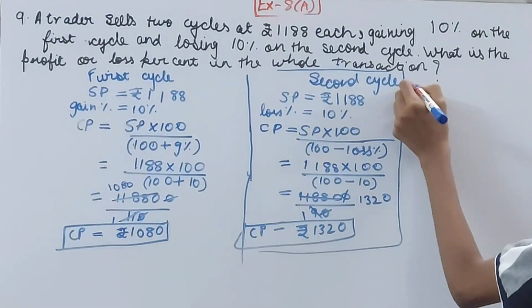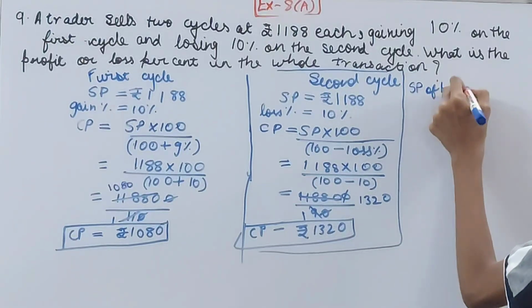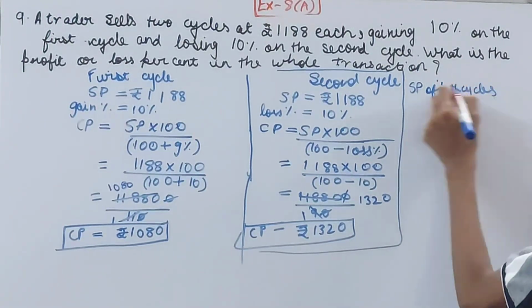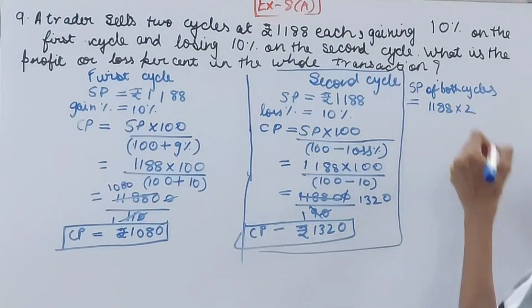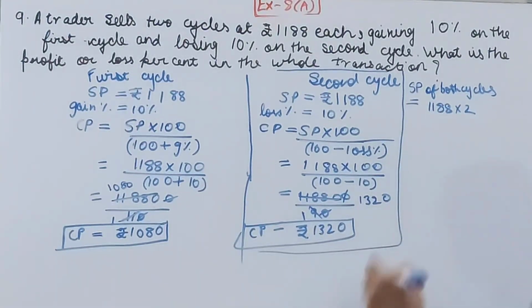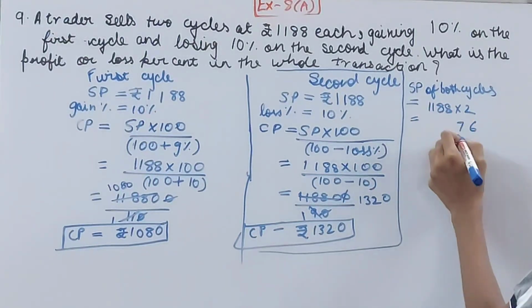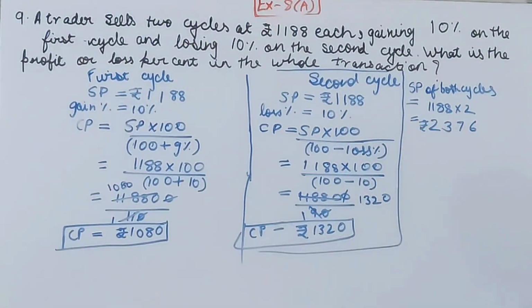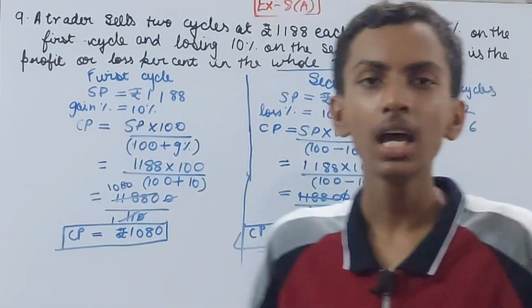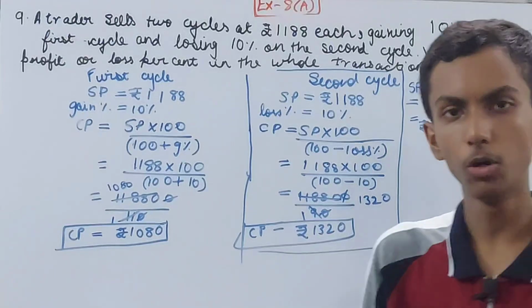So what is the selling price of both cycles? 1188 is of one cycle. Multiply this with 2. So 2 into 8 is 16, and 1 carried makes 17, and so on, giving rupees 2376. This is the selling price of both the cycles combined, or you can say the selling price of the whole transaction.